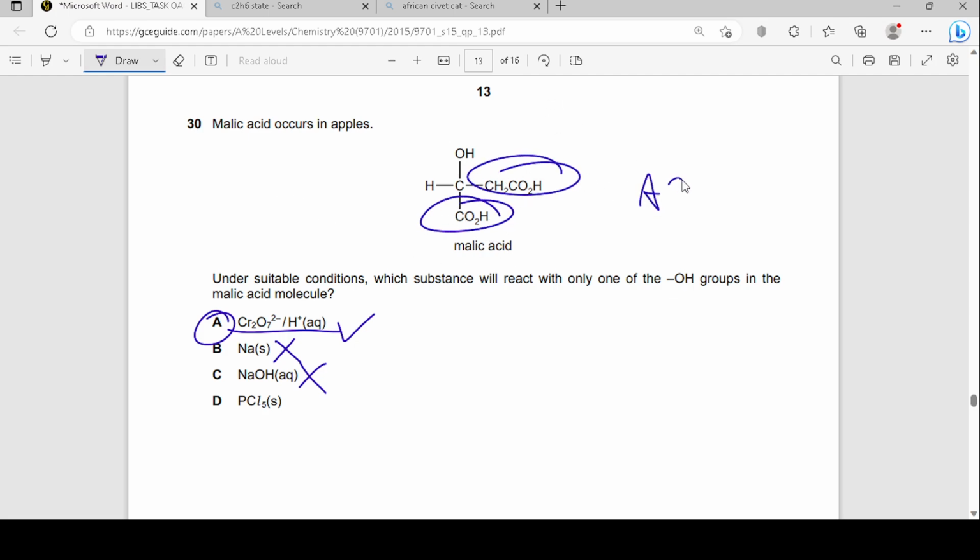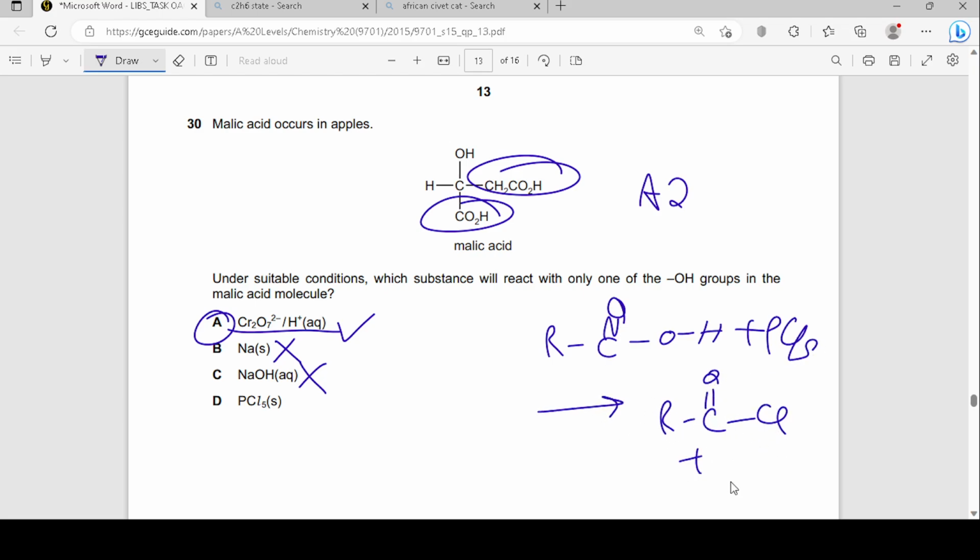That's actually an A2 reaction, which is carboxylic acid when they react with PCl5 they form something called an acyl chloride. So RCOOH plus PCl5 actually gives you RCOCl plus POCl3 plus HCl. That's A2 reaction, so don't worry about it too much. But yeah, basically both of them are going to react and the alcohol will not.